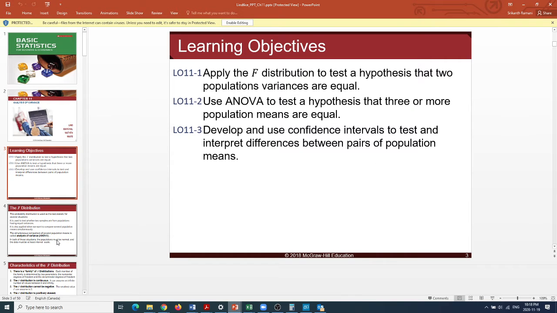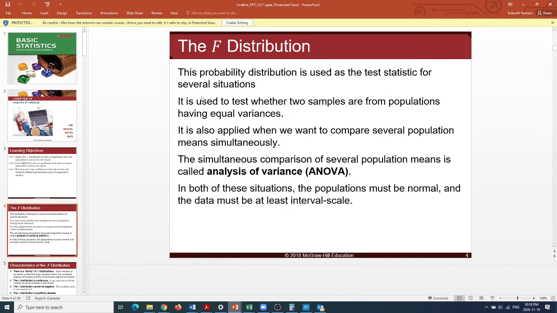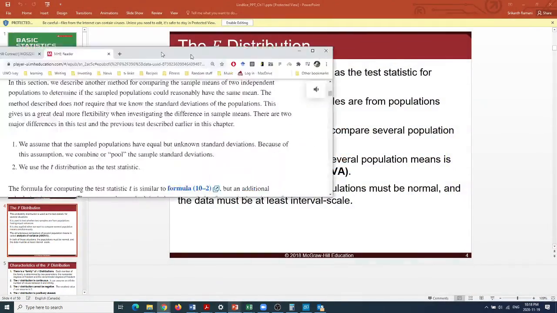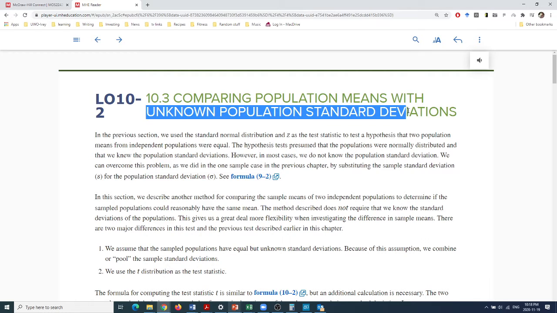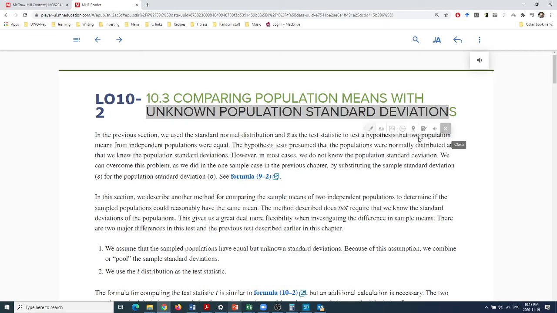Before we actually go on and learn about what the F distribution is, let's try and figure out where it is used. Remember, this is a quote directly from your chapter number 10. In chapter number 10, we compare different samples, and they might have known population standard deviations, or you might also have unknown population deviations.